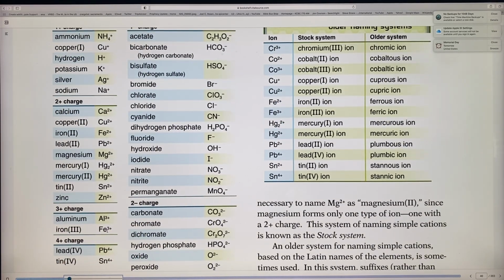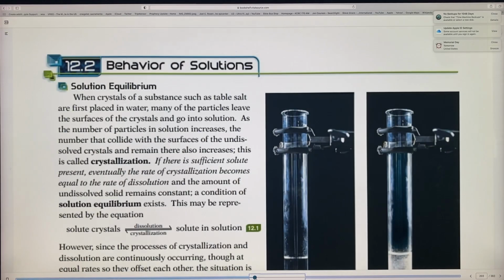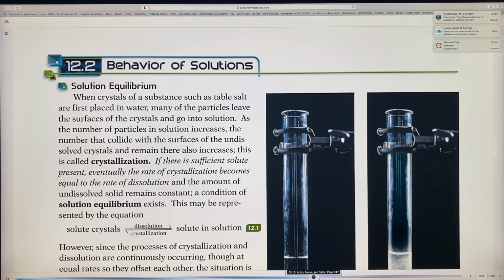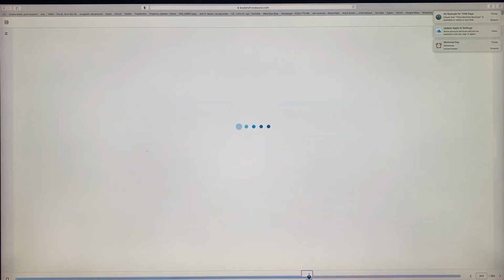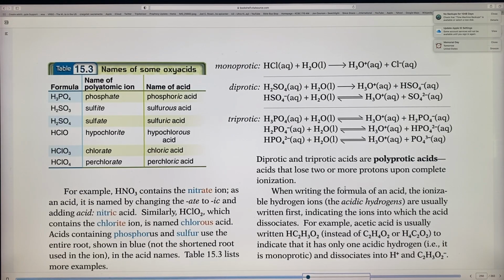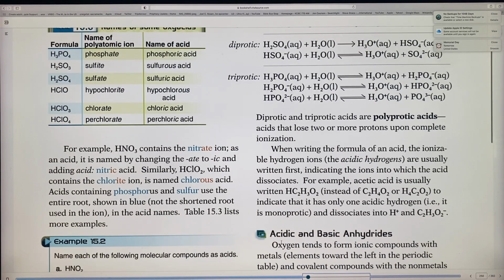So let's go back, see if I can go back to the right place without having a problem. Mm-hmm. 15. Okay. All right, here we are. That wasn't too hard to go back there.